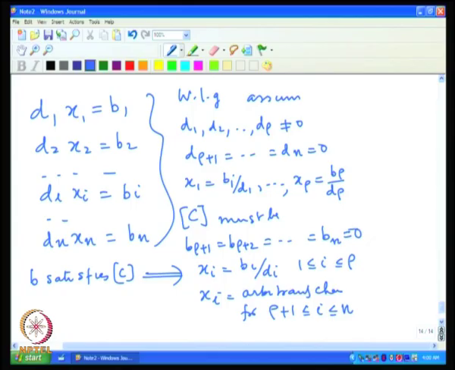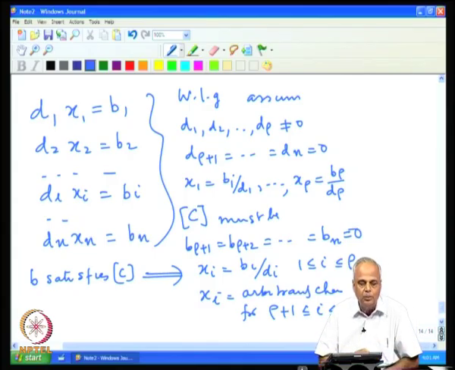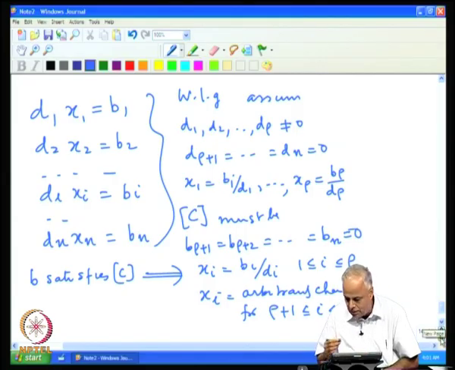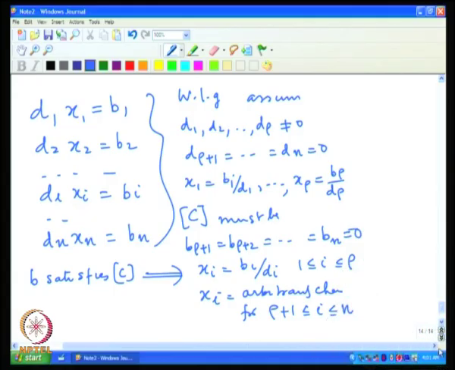Now, this says there are lots of arbitrary values that we can choose for xi's from rho plus 1 onwards. Therefore, even if rho is n minus 1, then there is an i for which xi can take several values, and therefore, we will get an infinite number of solutions. And when will we get a unique solution? When all the xi's are uniquely determined, that will happen when rho is equal to n. So, what is our conclusion out of this? We get a unique solution when rho equals n.